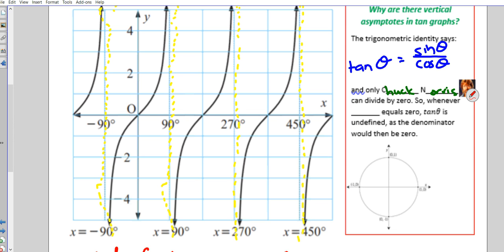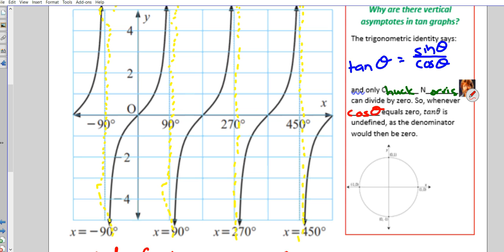What thing has to equal 0 for it to be undefined? The denominator. Yeah, so whenever cos theta, the denominator, equals 0, tan theta is undefined, as the denominator would be 0. So remember, cos theta is the horizontal distance of point P.